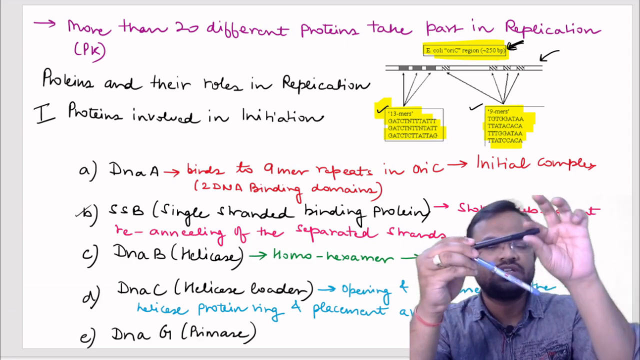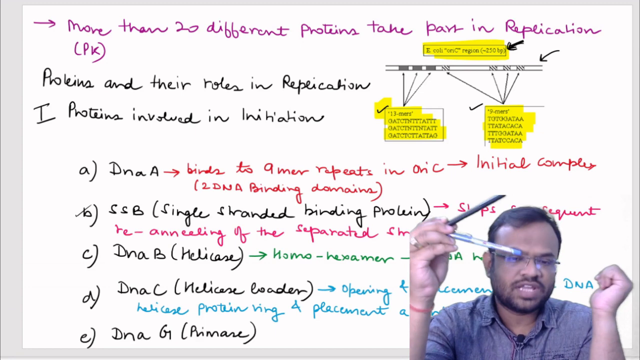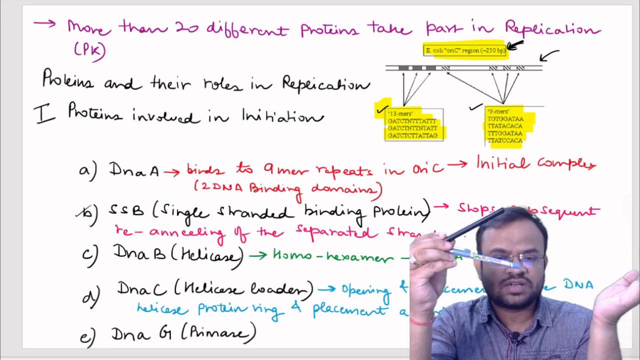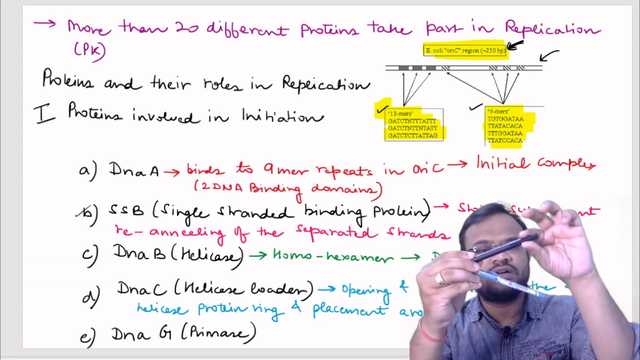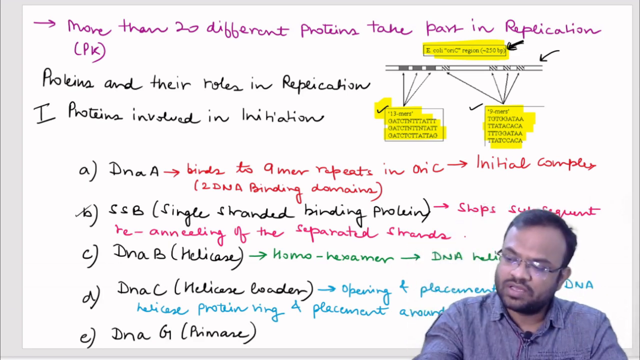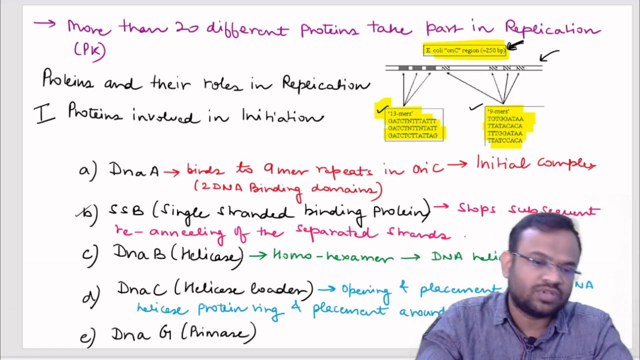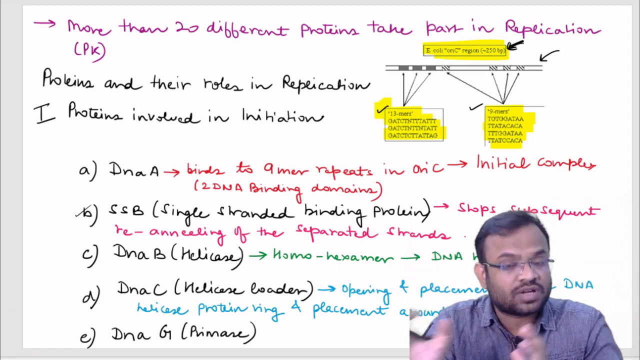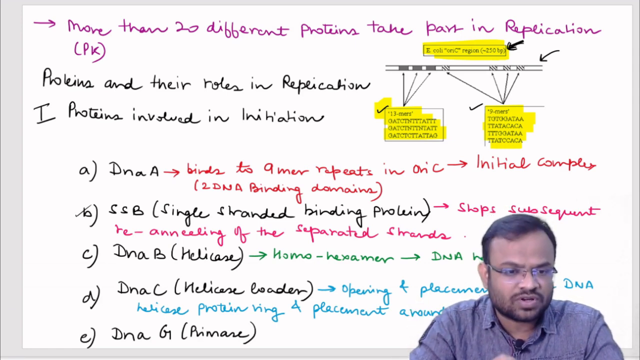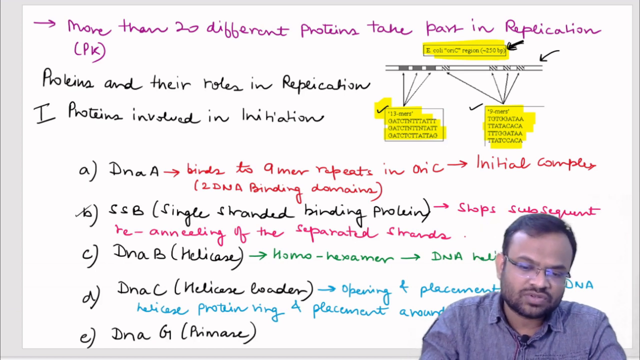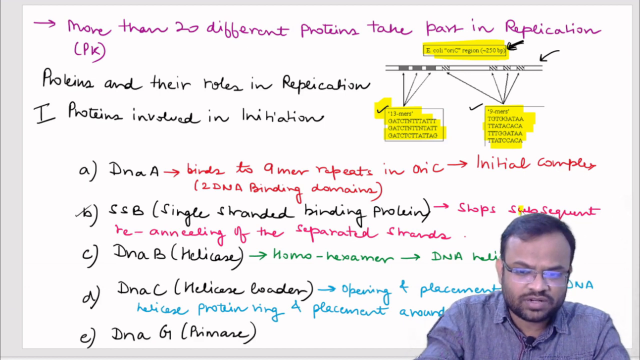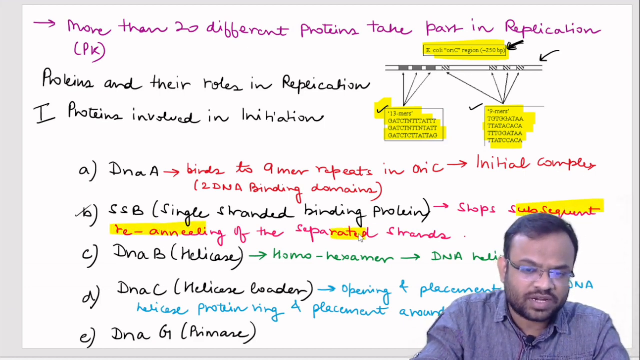Therefore, on both of these strands, certain proteins bind, and the name of these proteins is single-stranded binding proteins. And what does the single-stranded binding protein do? It does not allow realignment of the open strands. Both strands are open, so it will not allow the re-annealing. Re-annealing would not be allowed. This is the purpose of the single-stranded binding protein. So this is what I have written. You can see this, that it stops the subsequent re-annealing of the separated strands.